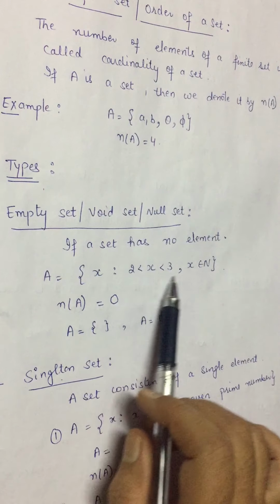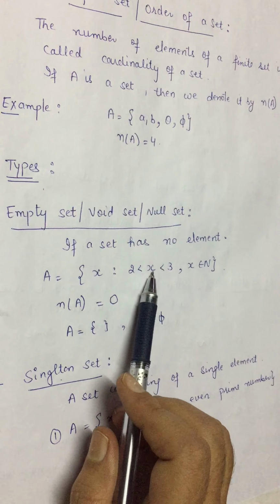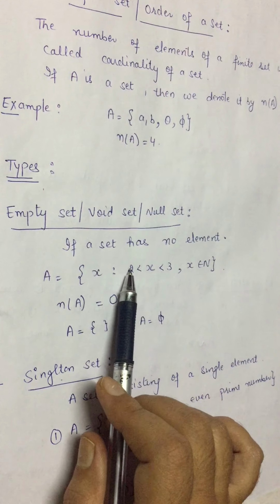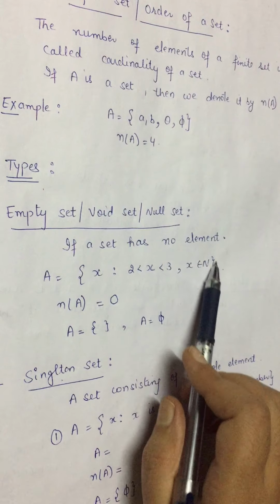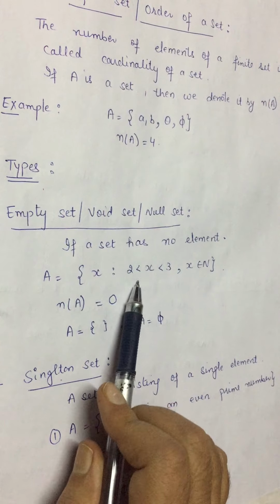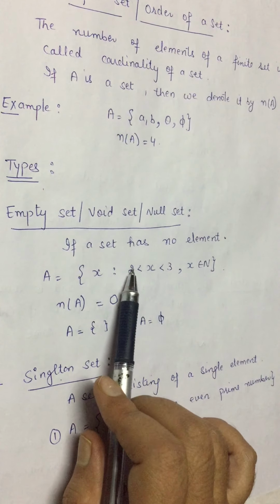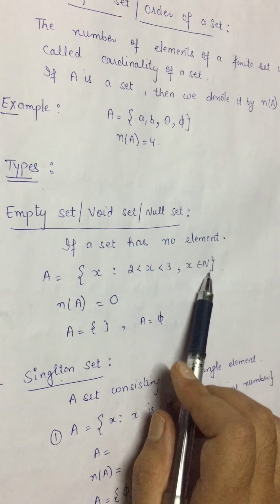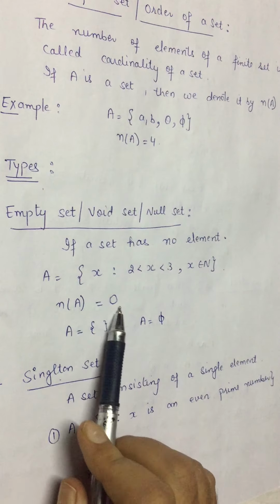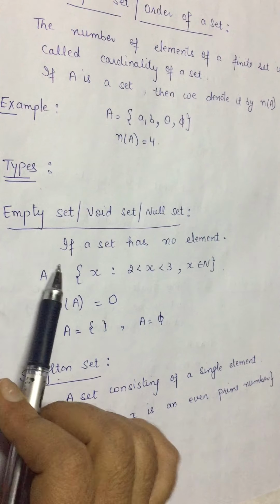So if I have to write the elements in this set, x lies from 2 to 3. From 2 to 3 we have so many numbers, but the other condition is that it should be a natural number. 2 is not included, 3 is not included because I have not used the sign of equality. So between 2 and 3 there is no natural number. So the number of elements in A is 0. The cardinality of A is 0. If the cardinality of A is 0, I have no element. So we can say A is a void set or empty set or a null set.